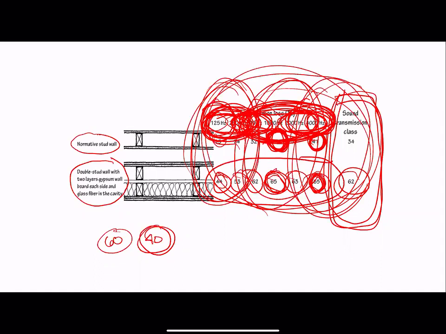It's very complicated. But there's a weighting system, and then there's some other kind of catch-alls, and you put it through this really complex spreadsheet, or you can do it graphically on a graph, and you come up with a single number. And that single number is weighted. The sound transmission class is a weighted single number.